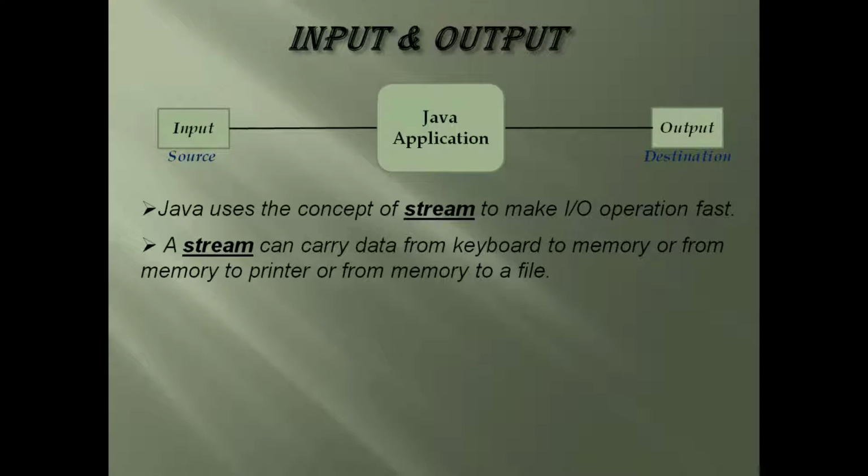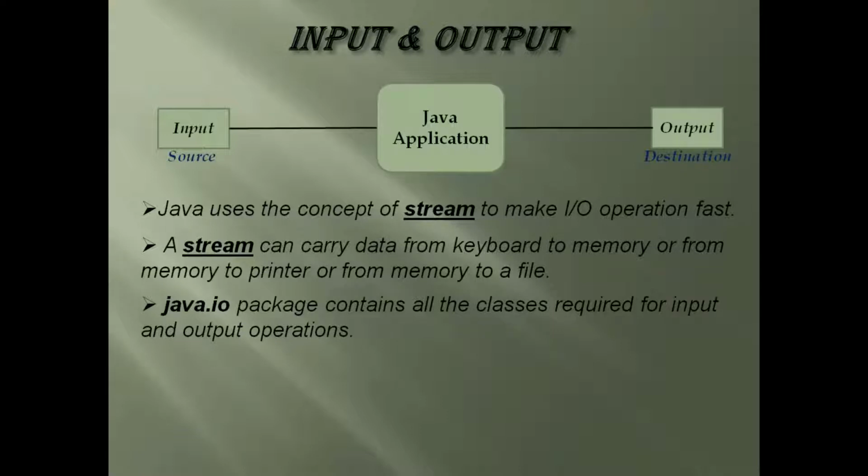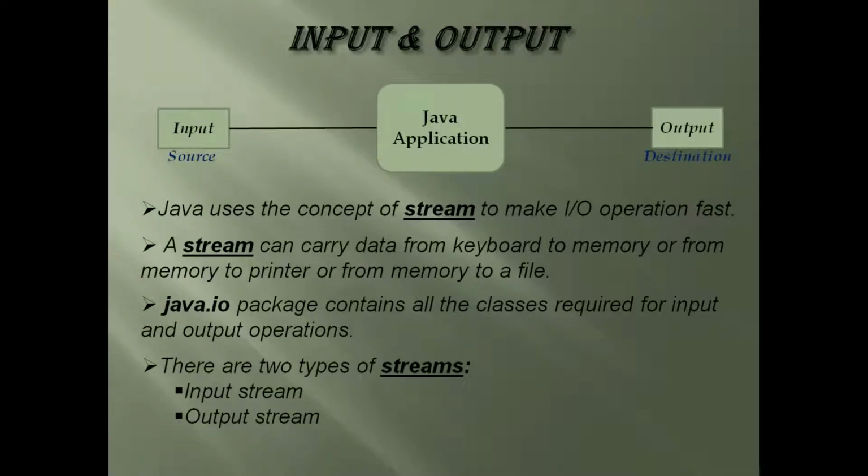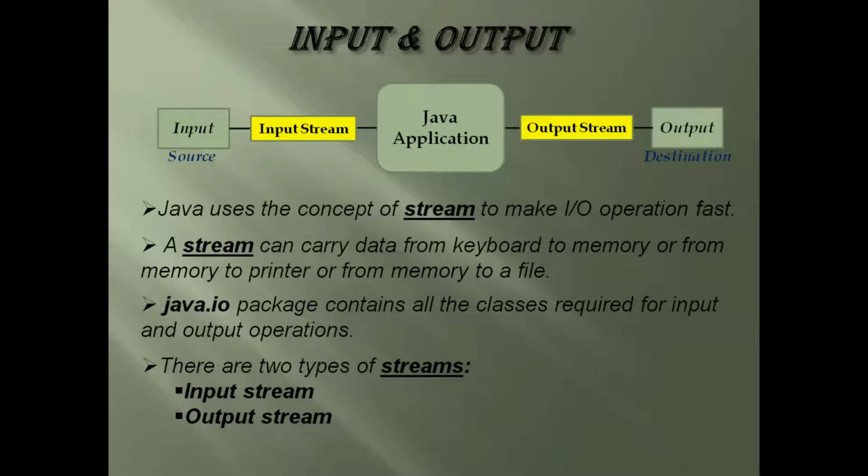A stream can carry data from keyboard to memory, or from memory to printer, or from memory to a file. The java.io package contains all the classes required for input and output operations, and all the classes are classified into two basic categories, that is input stream and output stream. Basically, there are two types of streams, input stream and output stream.